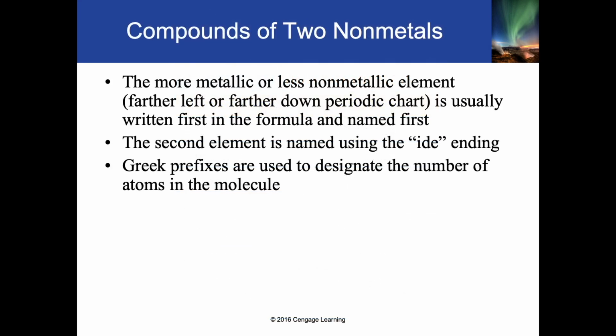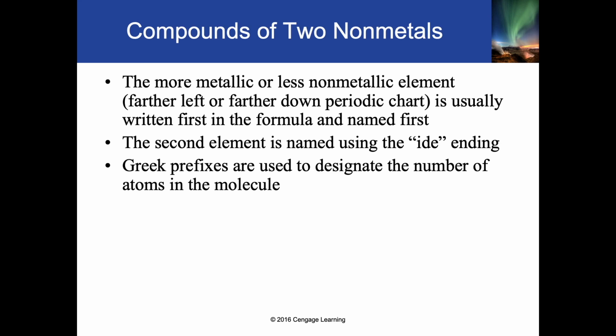So we name compounds with two nonmetals a little differently. The more metallic element, the one further to the left or further down the periodic table, is usually written first in the formula and named first. The second element is named with an "ide" again. Greek prefixes are used to designate the number of atoms in the molecule, right?